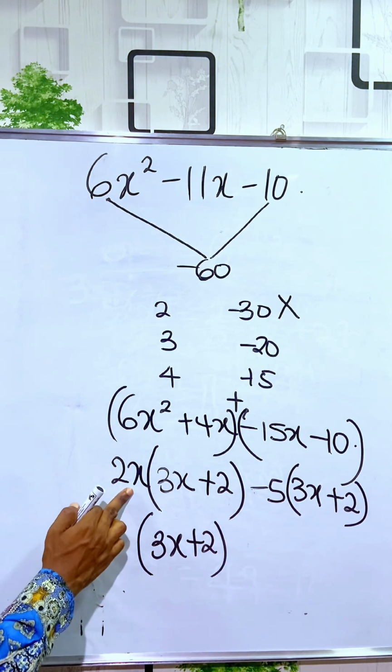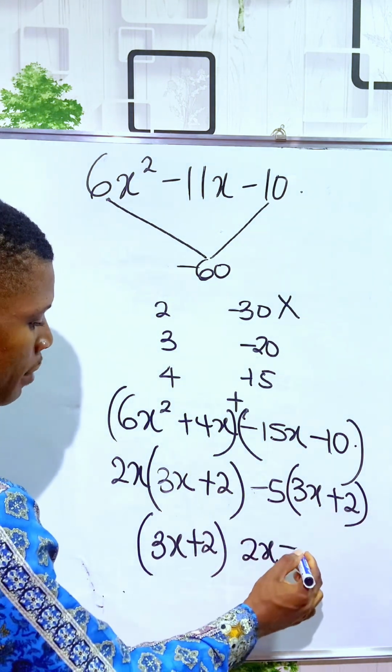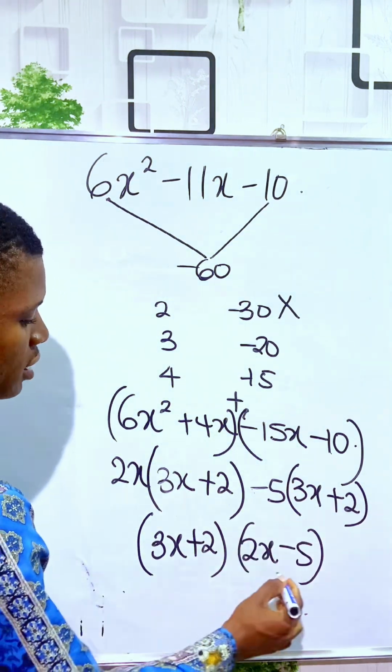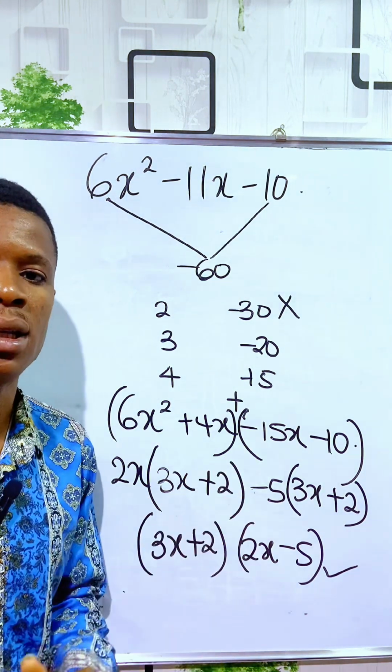Then, can you see what the numbers multiplying them are? 2x and what? Minus 5. So this is the way to factorize this quadratic expression completely.